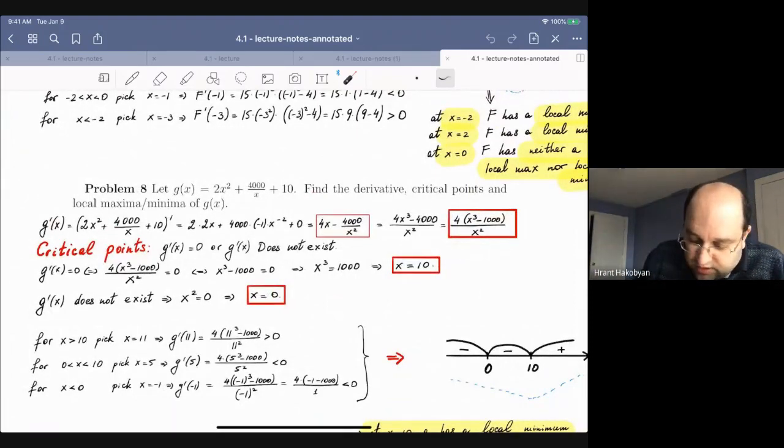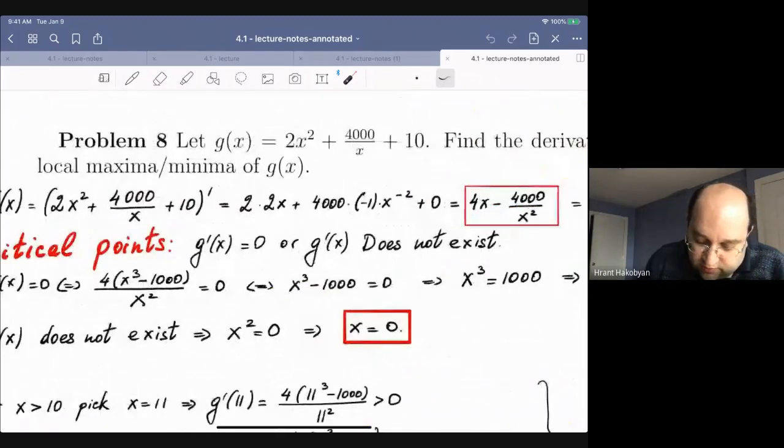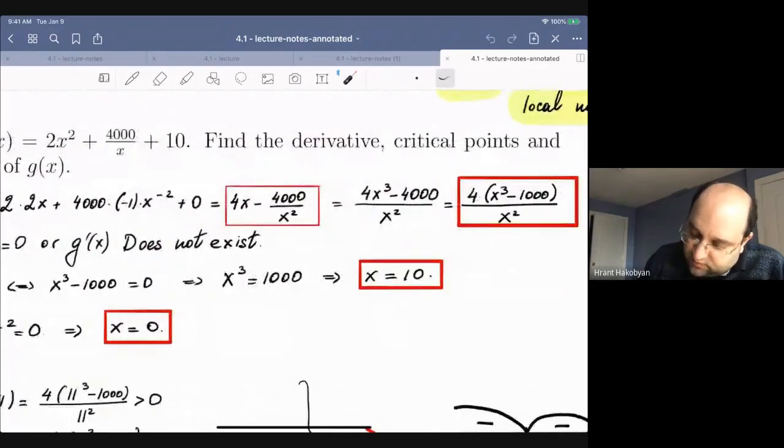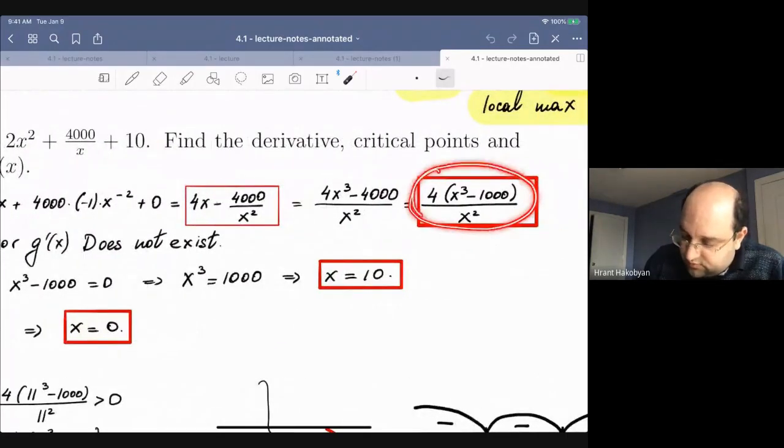Okay. So again, the same kind of problem. We have a function. We have to find the derivative, the critical points, and the local maxima and minima. So again, the steps are the same. We take the derivative of this expression here. Let me make it bigger so you can see. So we have 2x squared plus this plus that. You take the derivative, it's just the power rule. And then if you simplify it a little bit, you get this expression here.